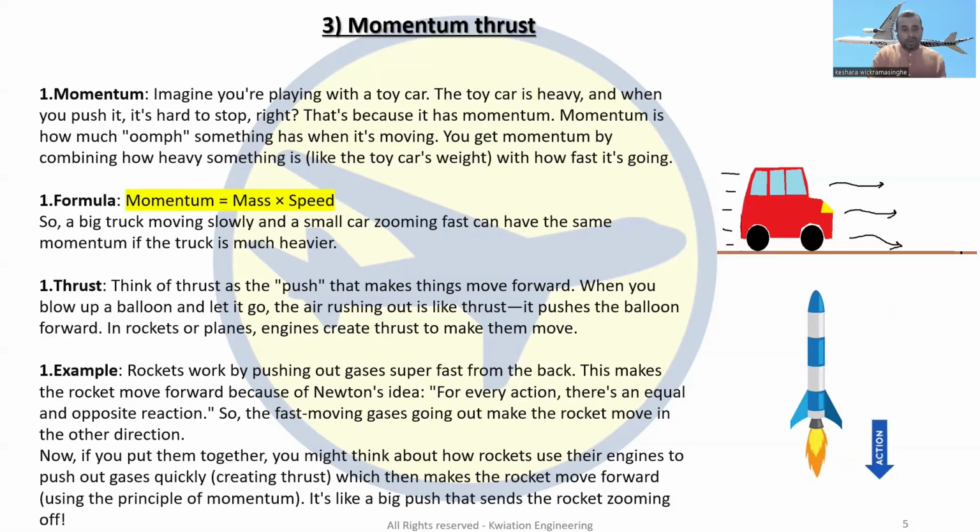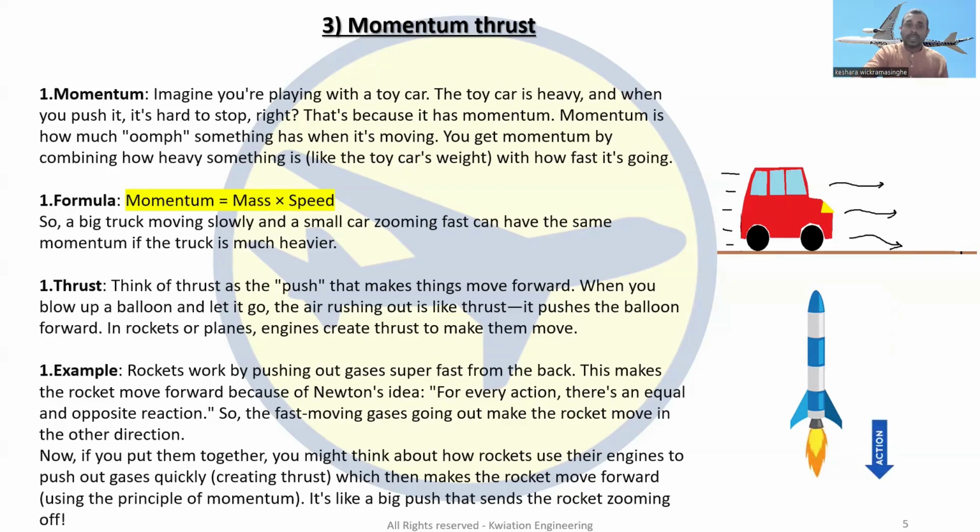All right, so now if you put them together, momentum and thrust, you might think of how rockets use their engines to push out gases quickly, creating thrust, which then makes the rocket move forward. Using the principle of momentum is like a big push that sends the rocket zooming off.